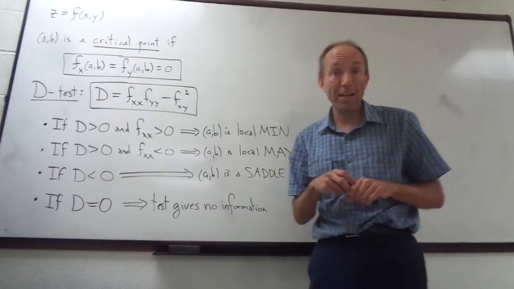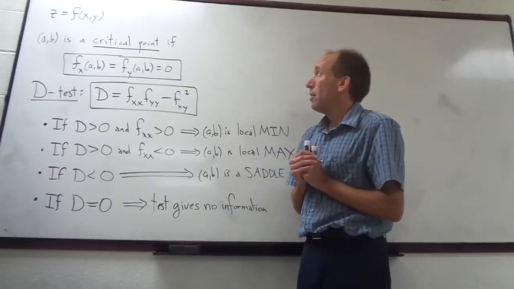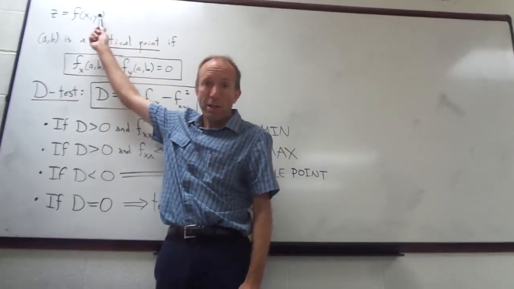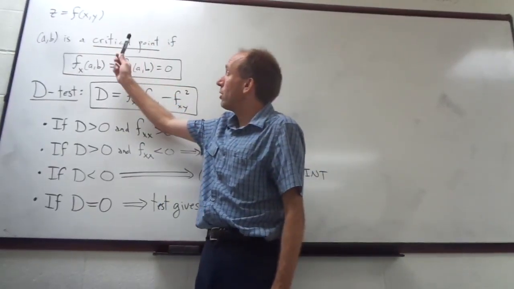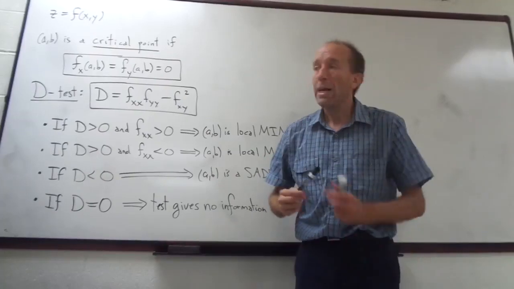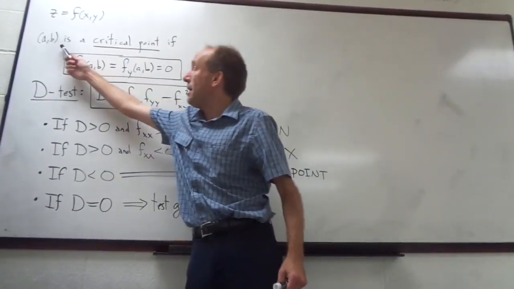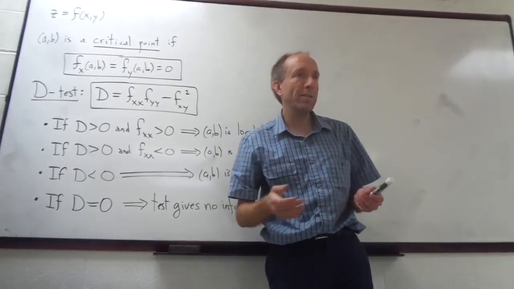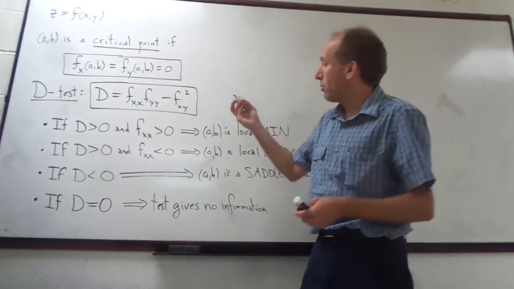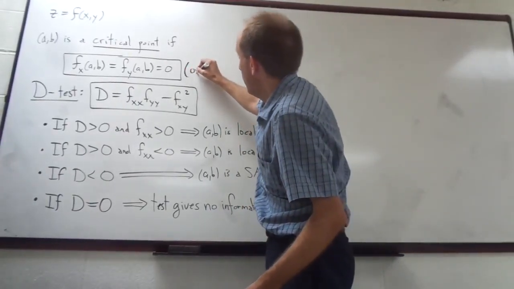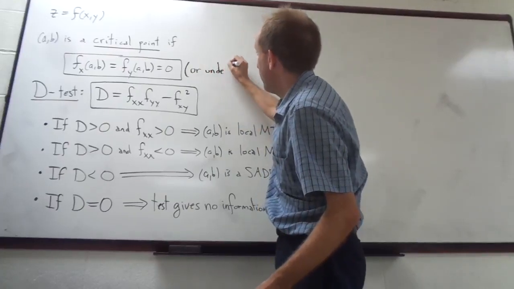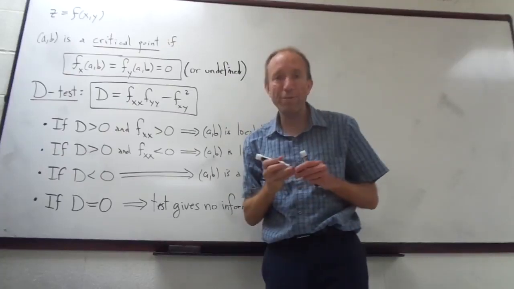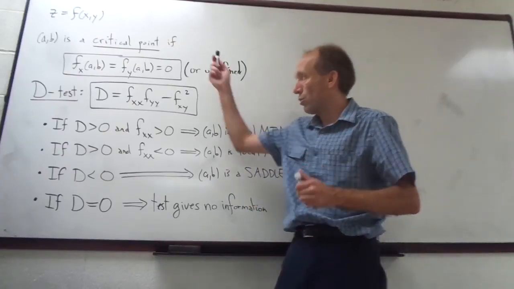Essentially, we were talking about it in class on the Thursday before the break. If we have a function of two variables, we're looking for what we call the critical points. And those are the points (a, b) where both partial derivatives f sub x and f sub y are equal to 0. And I should also add, or undefined.